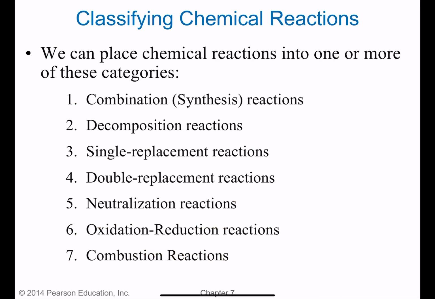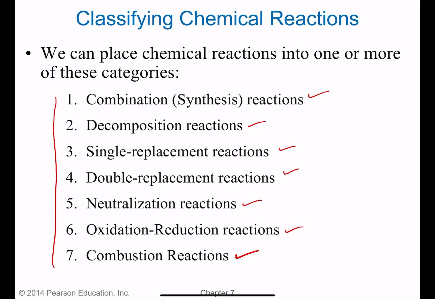So next we're going to talk about classifying chemical reactions, and I've got 7 categories right here. We are not going to talk about all 7 of the categories in this video, but we'll eventually go through all of them. So combination, which is also known as a synthesis reaction, decomposition reactions, so something that's being broken up, single and double replacement, which may also be called single displacement and double displacement, depending on where you're reading it. Neutralization reactions, which are also called acid-base reactions, oxidation reduction reactions, and then also combustion.